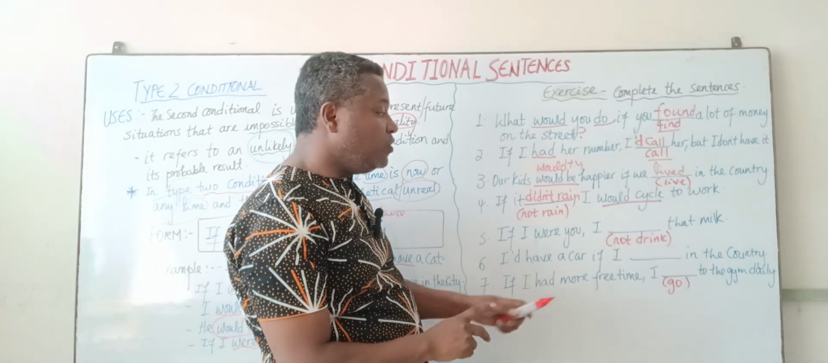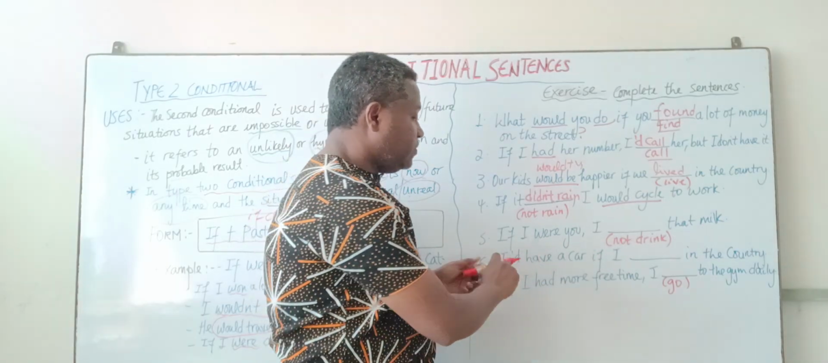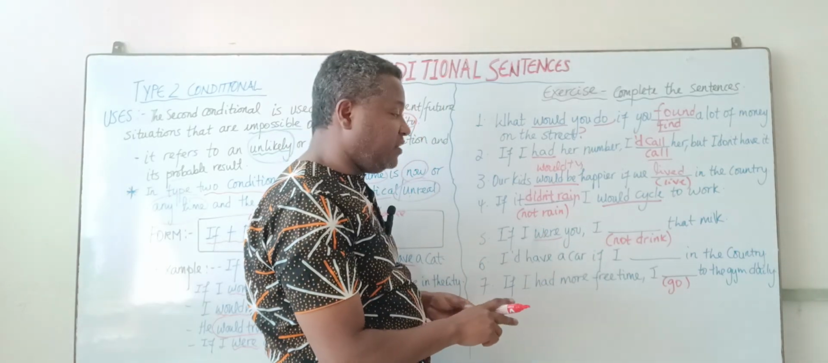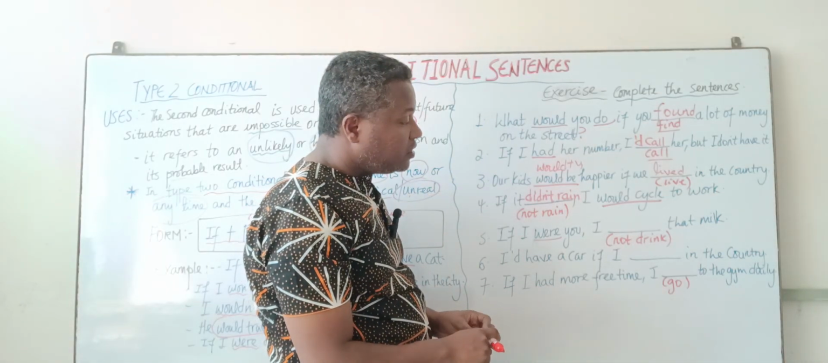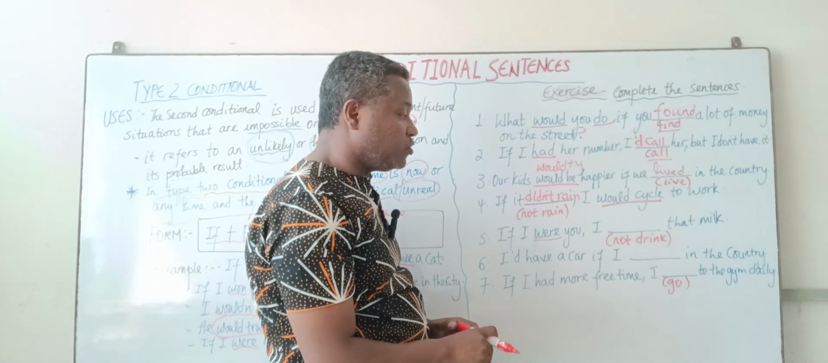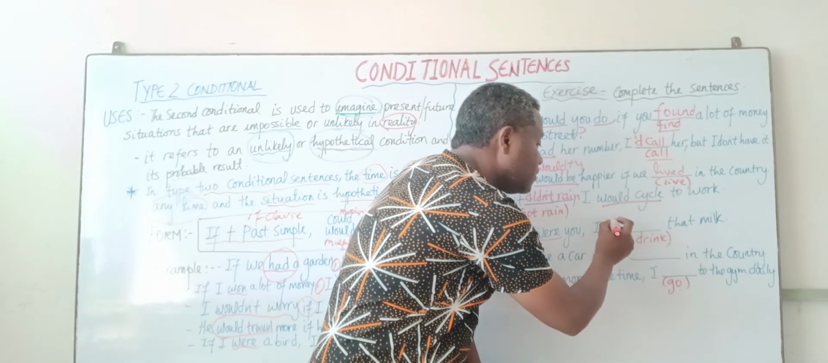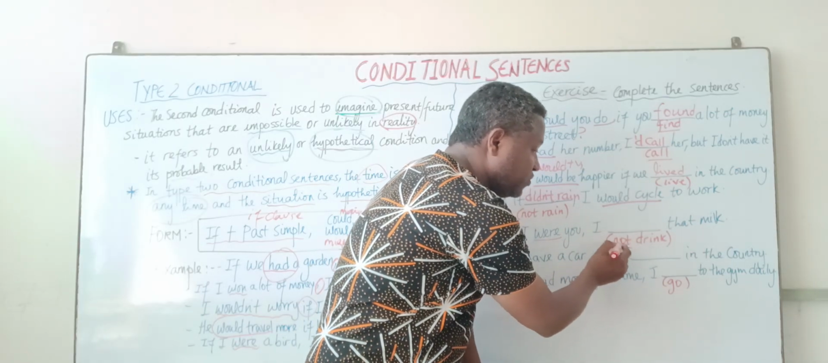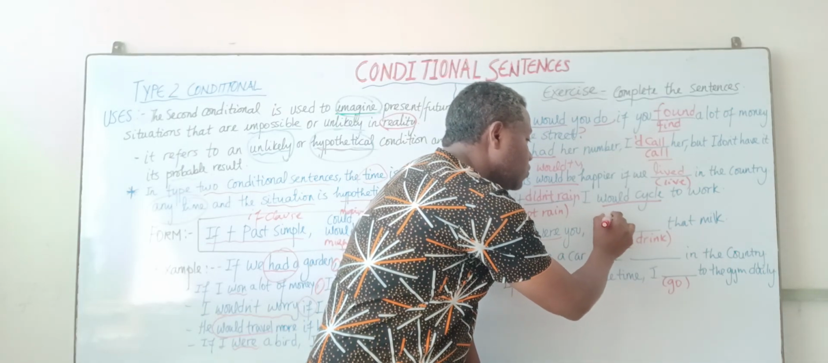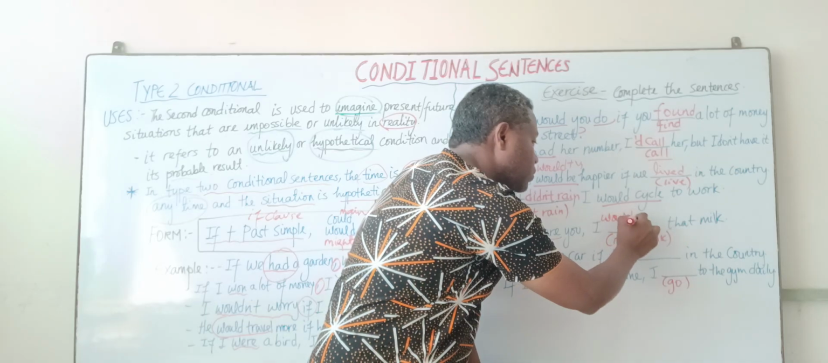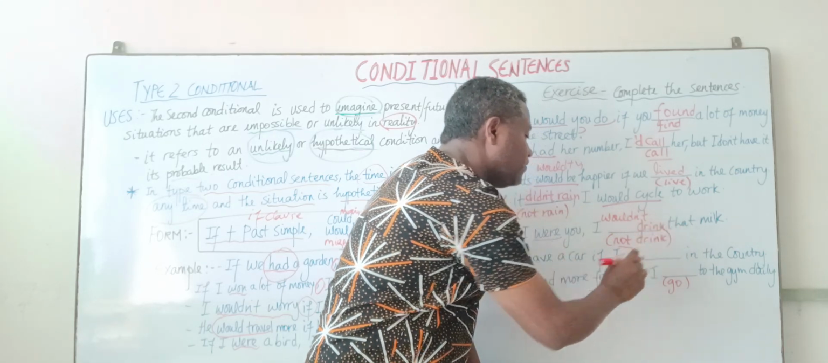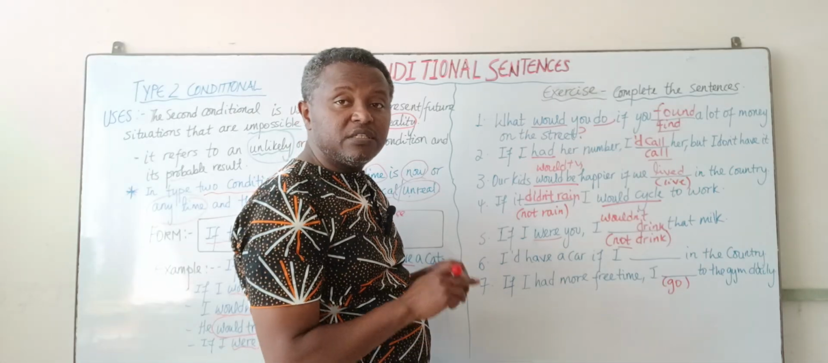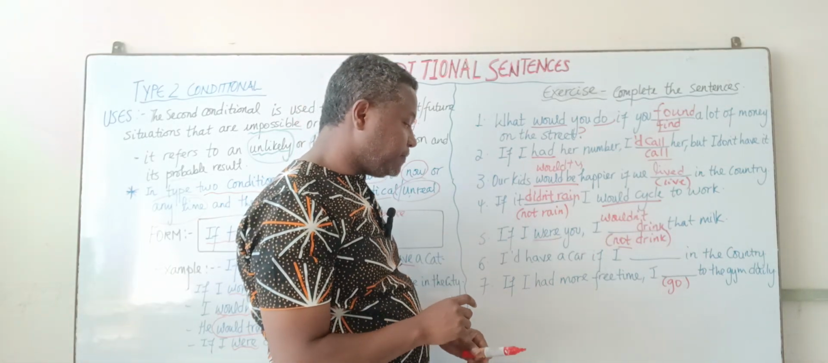Number 5, if I were you, I blank that milk. If I were you, the past simple is given here in the if clause, and here would or could plus verb 1. It is negative, not drink. So I wouldn't drink. Okay, if I were you, I wouldn't drink that milk.